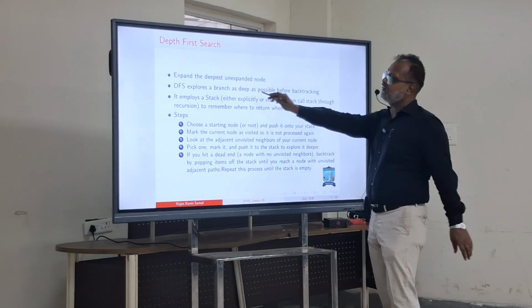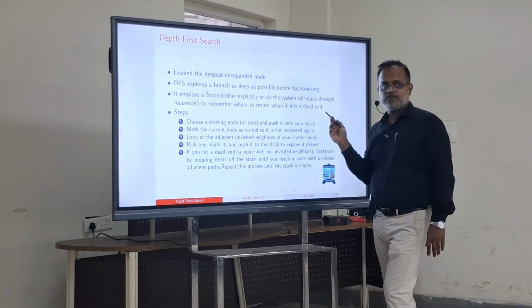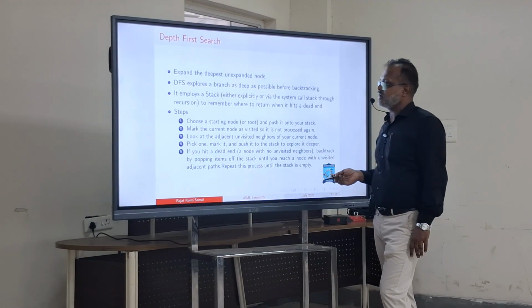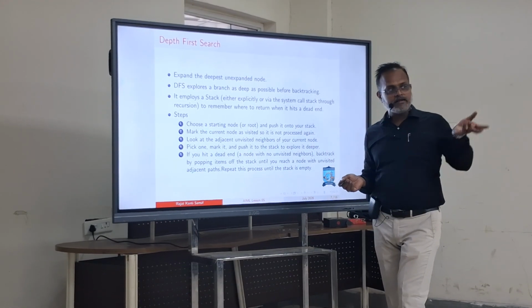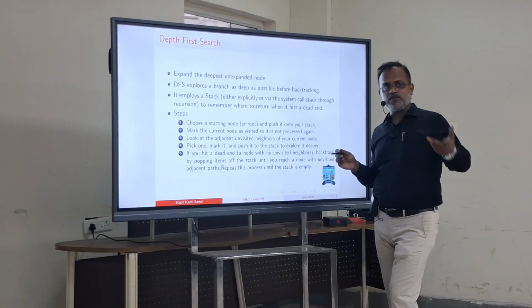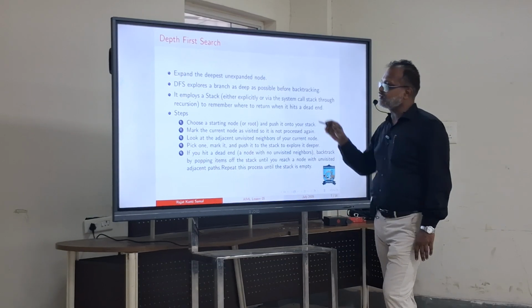So DFS explores a branch as deep as possible before backtracking. So first it will go into the depth. It employs a stack. Okay. Stack and queue, see the difference. Search it when you go through it. It is the opposite of a queue. It uses either an explicit stack or the system call stack through recursion.